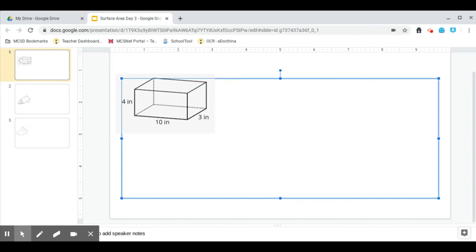We're going to find the area of each side. If you look at this, the front and the back are going to be the same. This side is going to be the same as this. The top is going to be the same as the bottom. So if I wanted to, I could draw a net for this.